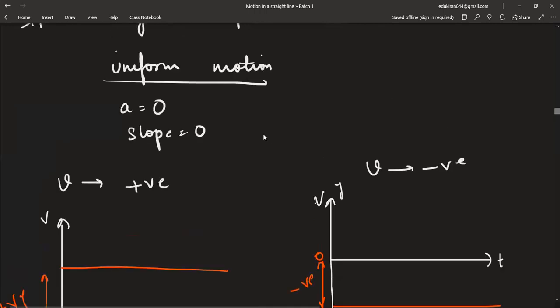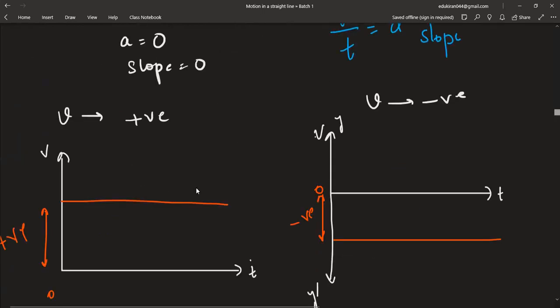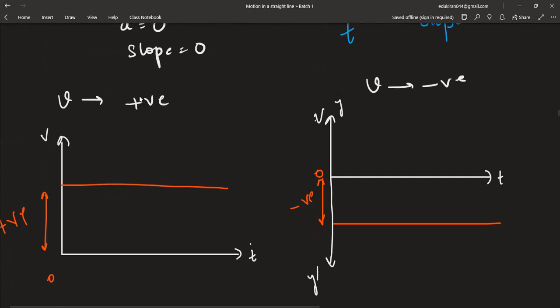Now in uniform motion, if acceleration is 0, because we are now talking about the slope part. Look, slope gives you acceleration. Velocity by time gives you acceleration. This is the slope. Now, if acceleration is 0, it means a 0 slope graph, a straight line with velocity positive. Suppose velocity is negative, but acceleration is 0. So we'll draw the same thing below the axis. See, velocity here is above the axis, so this is positive. It is below the axis, so this is negative. Though the slope is 0 in both cases.